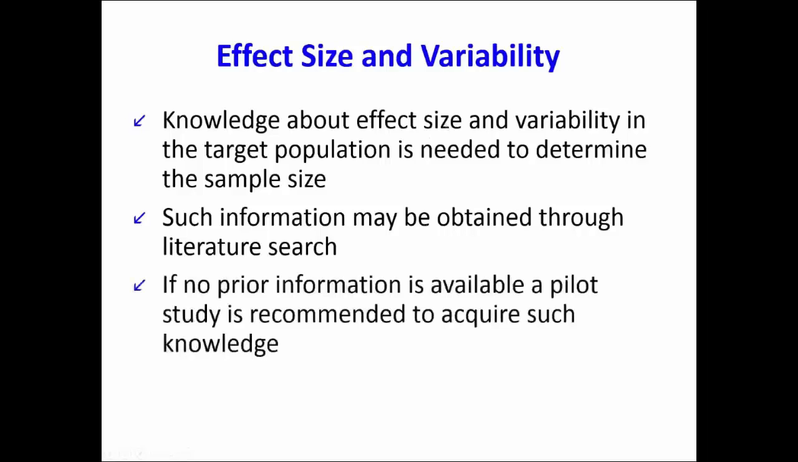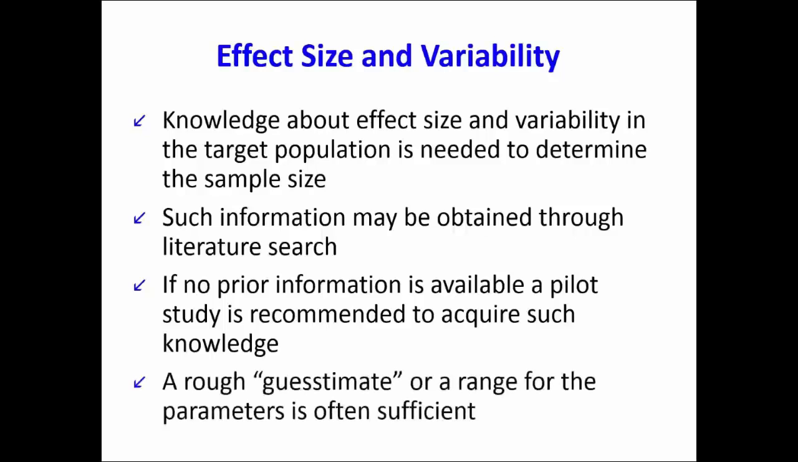If no prior information is available from the literature search, you can first conduct a pilot study, just enroll 5 patients, 10 patients to get a feel of the magnitude of the effect you are expecting. In general, a very rough guesstimate is good enough, or you can just give us a range: a range for the effect size, a range for the variability, that would be sufficient. As I said, you don't need to know them exactly, because if you knew them, you wouldn't need to do the project.